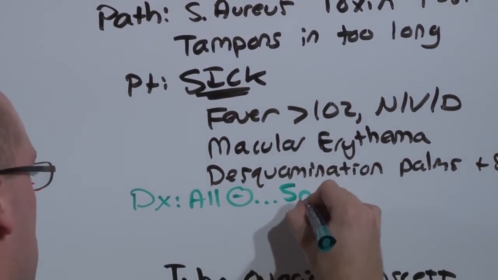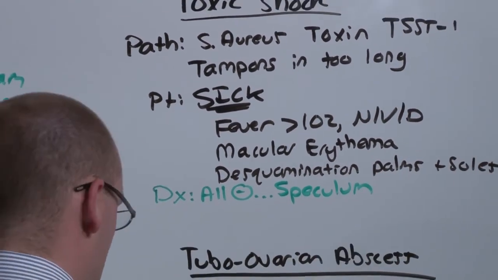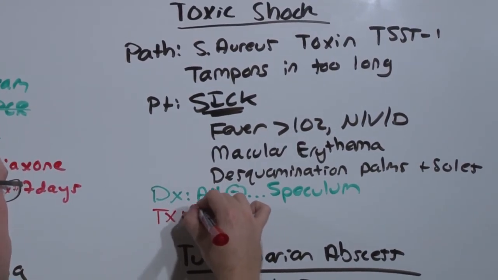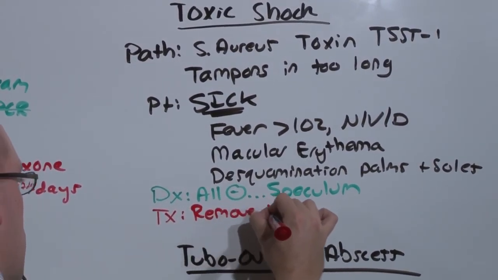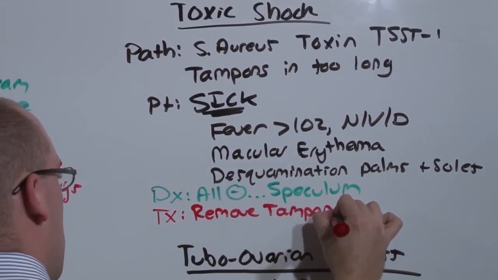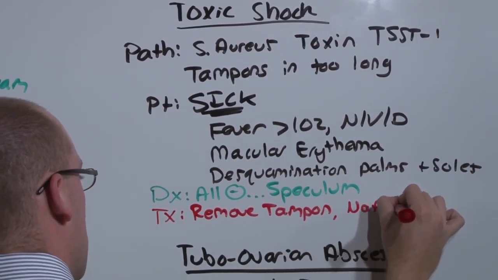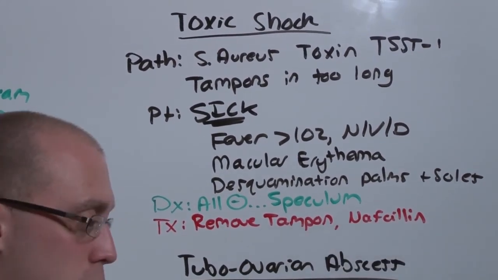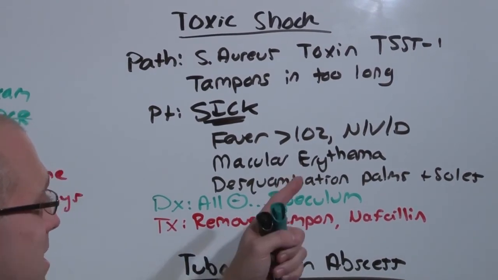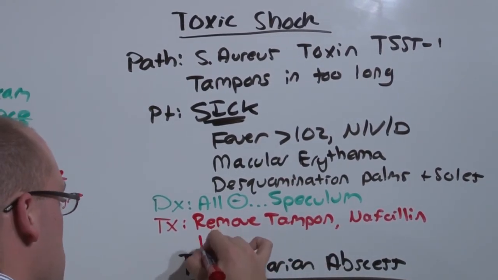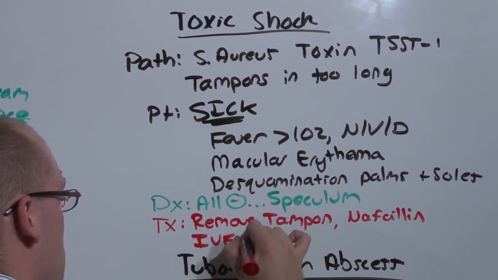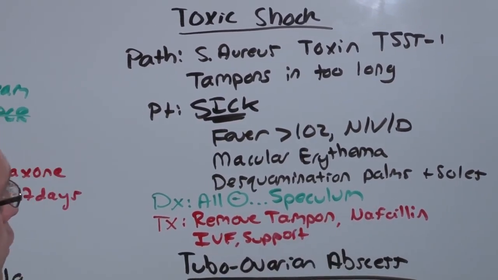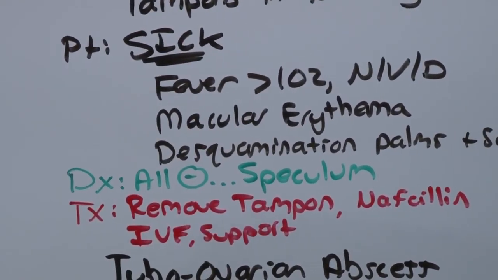So don't forget the speculum exam where you're going to find the tampon, because that's how you treat it. You have to take the tampon out, treat the staph, which is going to be with nafcillin, unless you live in an area endemic for MRSA where you're going to start with vancomycin. But that's not what's causing the symptoms. Remember, it's the toxin, not the infection. So you're going to have to give her intravenous fluids and support her, generally in an ICU for monitoring, to get over the toxin until she clears the toxin.